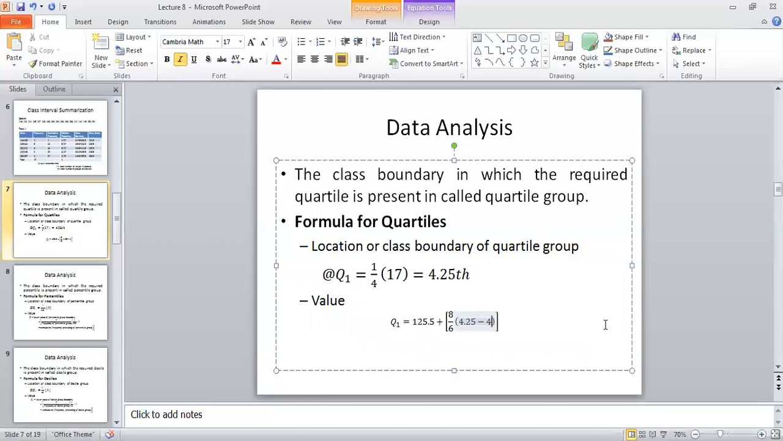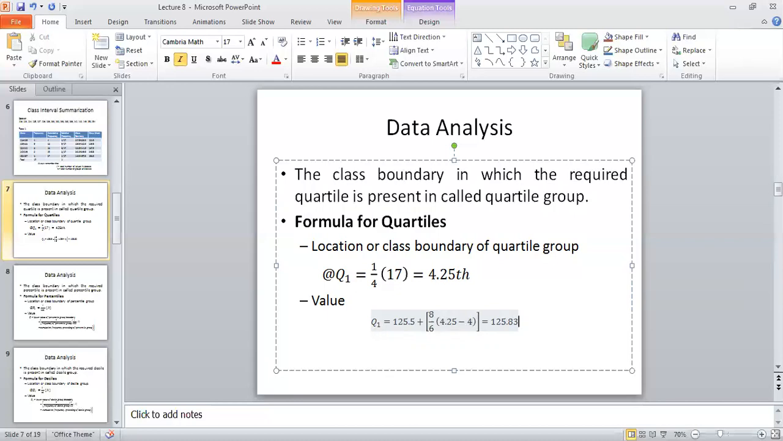So what do we get over here? This factor is 4.25 minus 4, which is 0.25. This multiplied by 8 and then divided by 6 gives a value of 0.333, and this added to 125.5 gives a value of 125.83. So we get 125.83, and this becomes our Q1 or quartile 1 value.